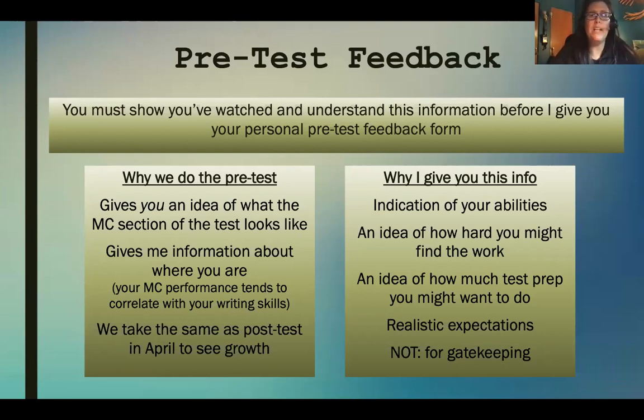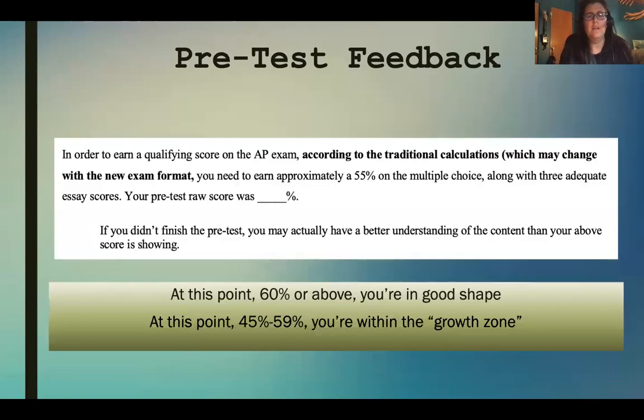Right? So when you get your pretest feedback, there's a couple different parts of it. The first part is going to look like this. It's going to say, in order to earn a qualifying score on the AP exam, according to the traditional calculations, which may change with the new exam format, you need approximately a 55% on the multiple choice, along with 3 adequate essay scores. And then I'm going to tell you that your pretest raw score was X%.